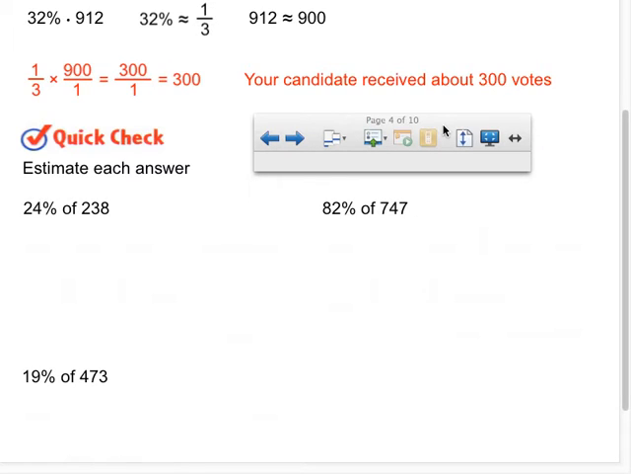So for this first problem, what did you get for 24%? About how much is that as a fraction? Logan? 24% is about 25%. Nice. So I don't know if you heard what she said. 24% is about 25%, and that's about a quarter or a fourth, right? And then 238 is pretty close to a compatible number, and we got a fourth, right? So what's a compatible number that is very close to 238? Ola?